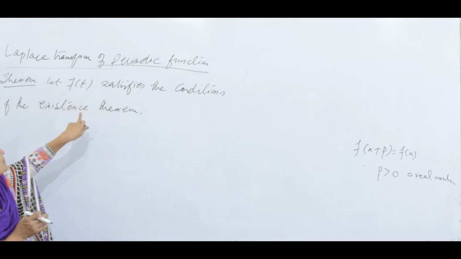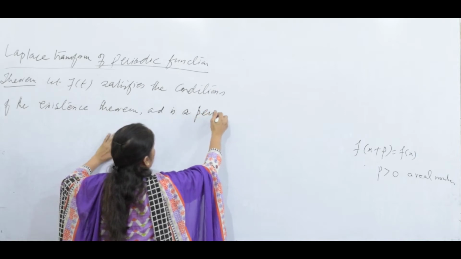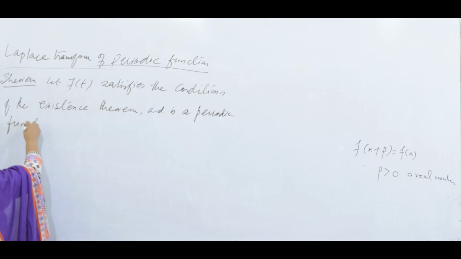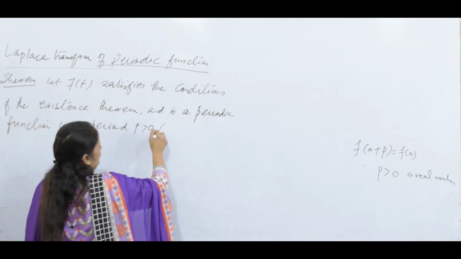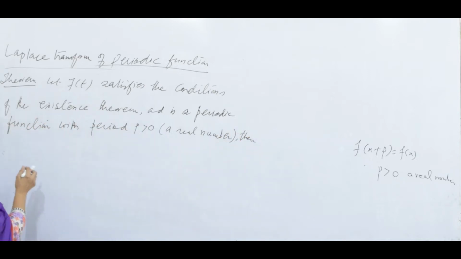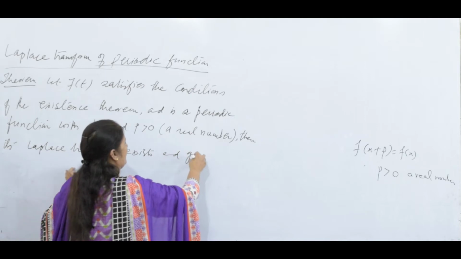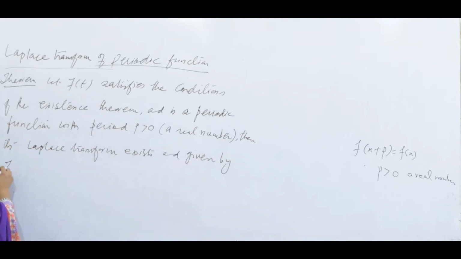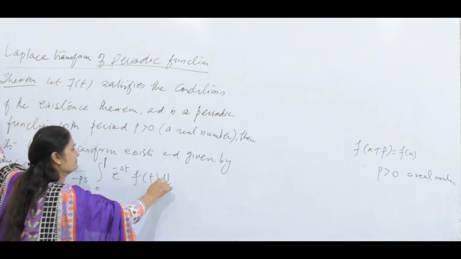So the theorem states: if f(t) satisfies the conditions of the existence theorem, and it is a periodic function with period p greater than 0, a real number, then its Laplace transform exists and is given by L{f(t)} = 1/(1 - e^(-ps)) times the integral from 0 to p of e^(-st) f(t) dt, where p is the period this time. This is the theorem.